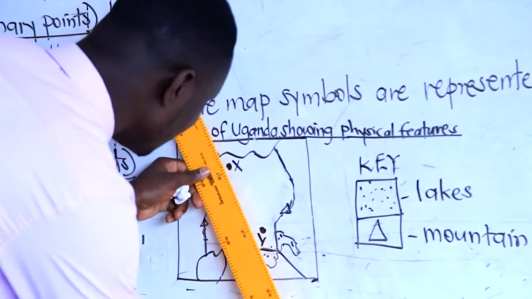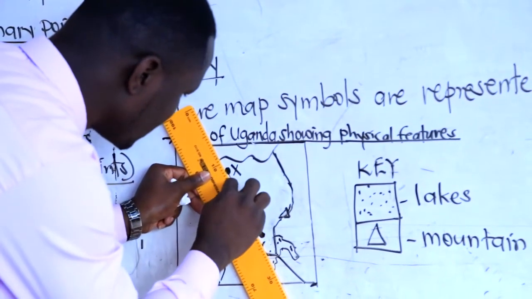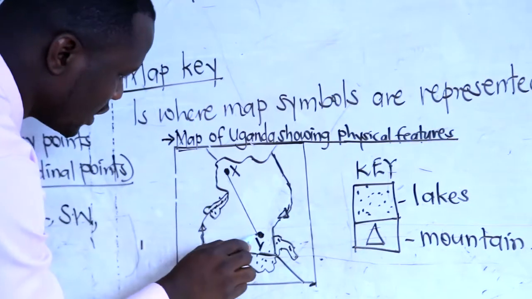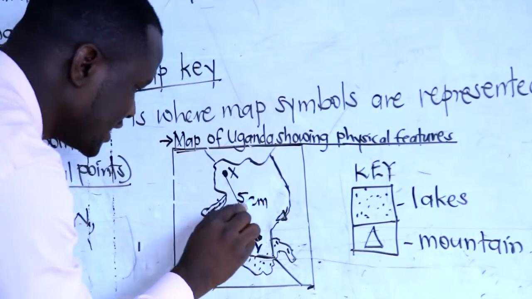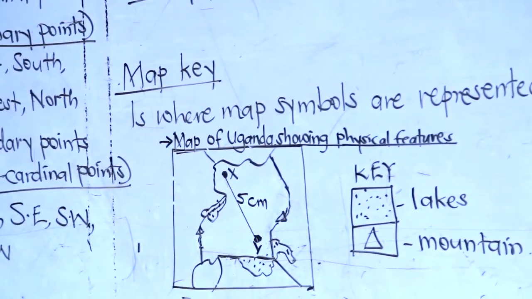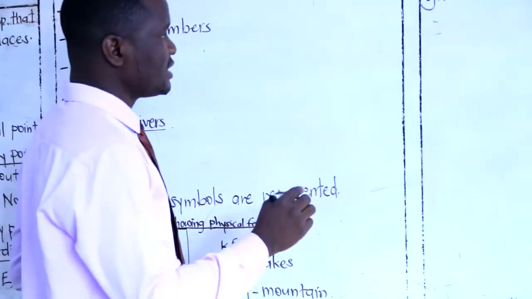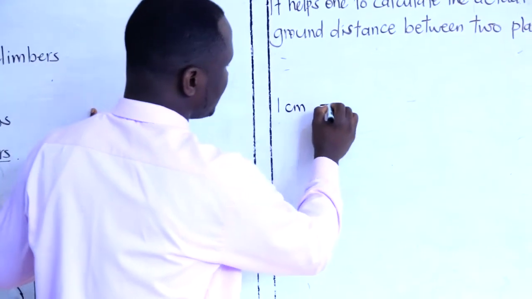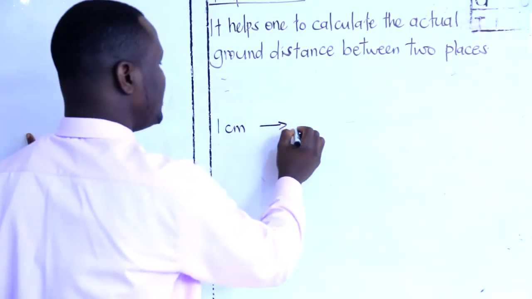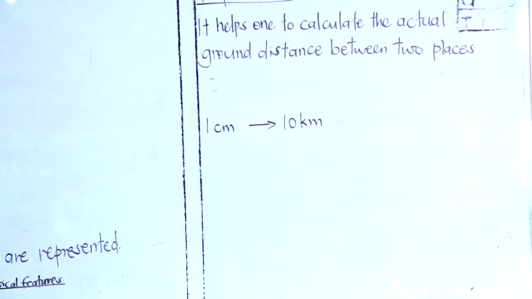So this distance, remember, is what we call the map distance, because it is the one of the map. This map distance will be in centimeters. For example, this can be 5 centimeters on the map. But remember, a scale now helps us to get the difference: map distance, ground distance. On the ground, they can give us a scale like 1 centimeter represents maybe 10 kilometers.